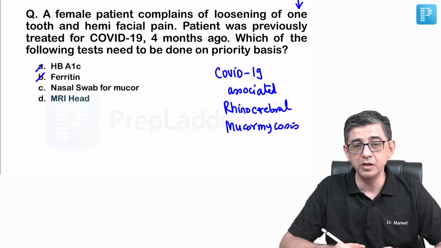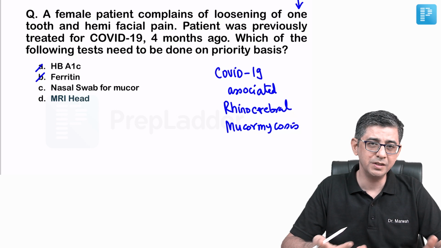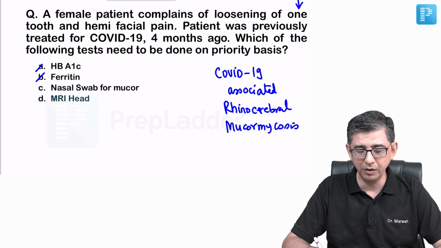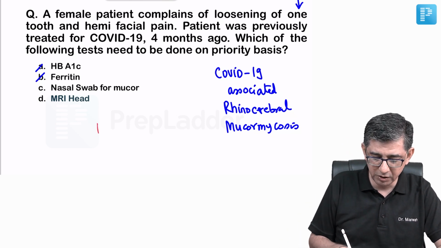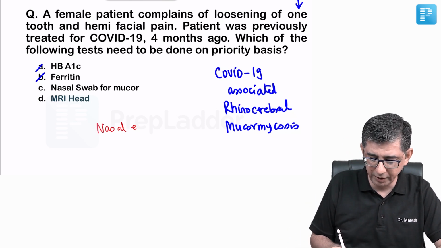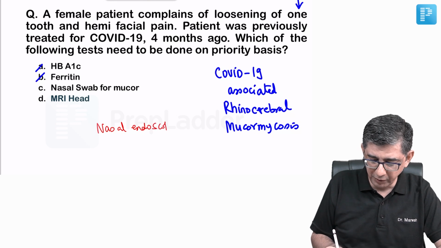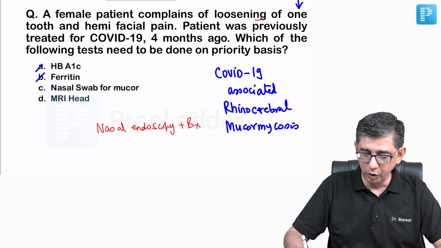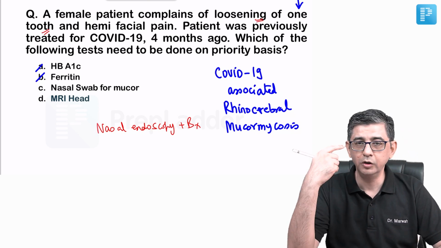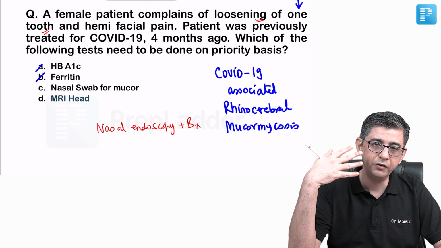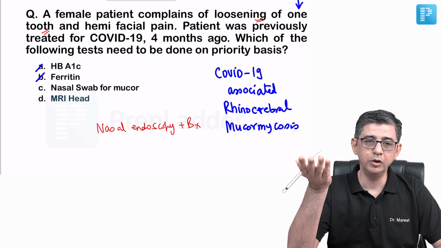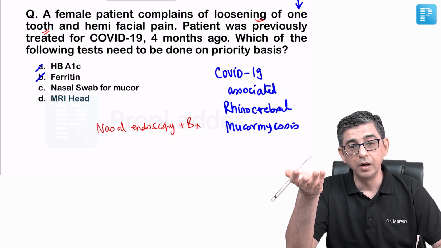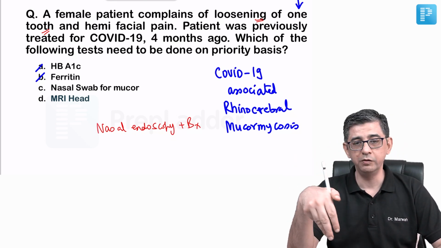If you look at C, nasal swab for mucor, a lot of guys said, sir, this is the standard answer. In fact, they came to me and said, sir, nasal swab for mucor was asked. So I asked them, was it nasal swab for mucor or was it nasal endoscopy with a biopsy? Because my point is that the fungus would be growing inside the sinus. Look at the history, loosening of one tooth. So the fungus is causing damage inside the maxillary sinus, and your swab is not going to go into the maxillary sinus. So how would you pick it up? Had this been nasal endoscopy with biopsy, cool.